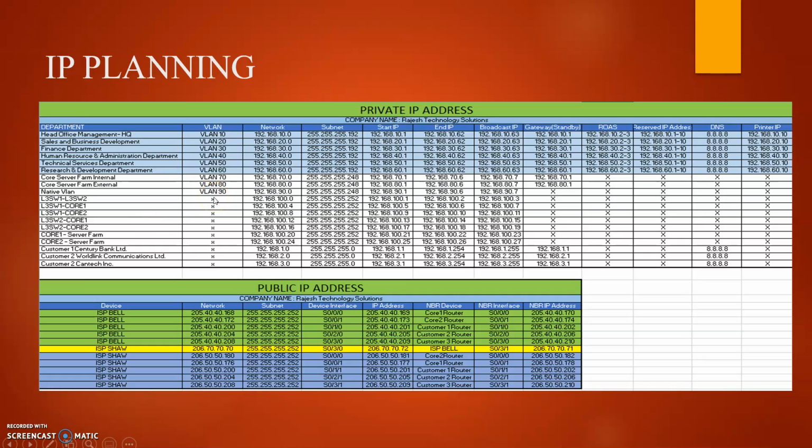This is the IP planning we have utilized in the company. There are various pools of private and public IP addresses. And as we can see, there are 9 different VLANs being used for separate departments and servers. All of these are to improve security and performance and provide easier management. This will also ensure network flexibility inside the company. The public IP addresses are being used from the Bale and Shaw ISPs as explained earlier.